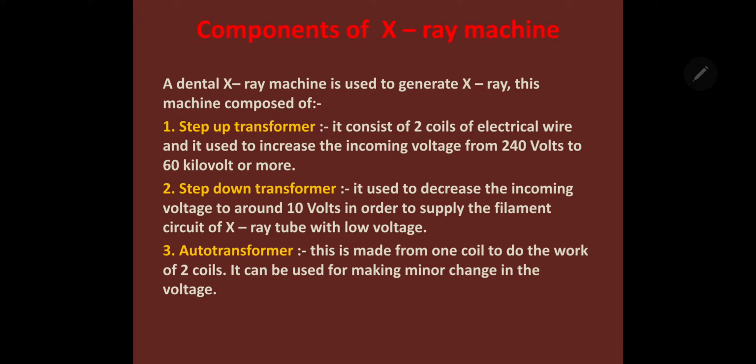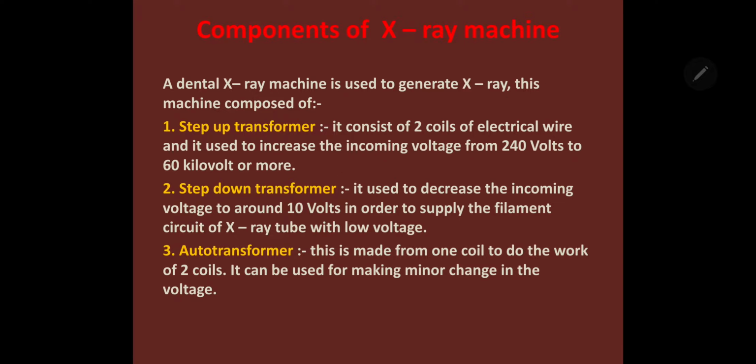Components of the X-ray machine. In order to produce X-ray, we need an X-ray machine. There are different types of X-ray machines. Some of them are used for dental use, others for medical, and others for engineering. Our X-ray machine is a dental X-ray machine, which is used to generate X-ray.